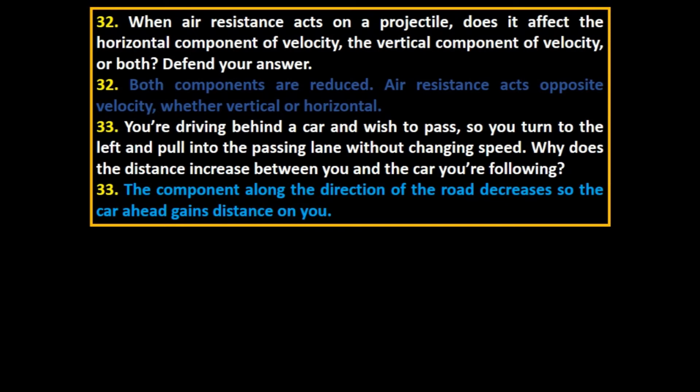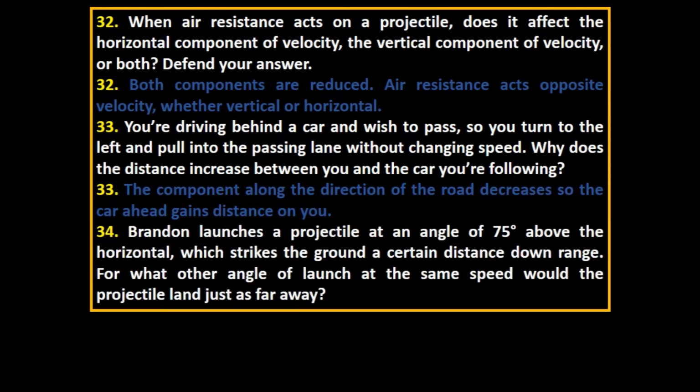Brandon launches a projectile at an angle of 75 degrees above the horizontal, which strikes the ground a certain distance down range. For what other angle of launch at the same speed would the projectile land just as far? So 75 degrees equals what? You can get that from the lecture. 45 is the longest. 30 and 60 is the same distance. And 15 and 75 are the same distance.